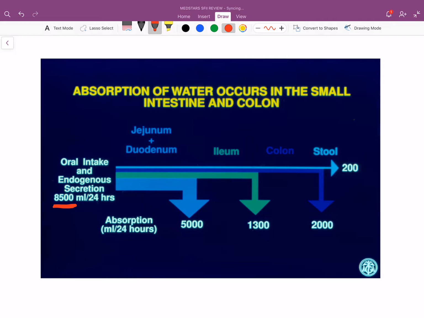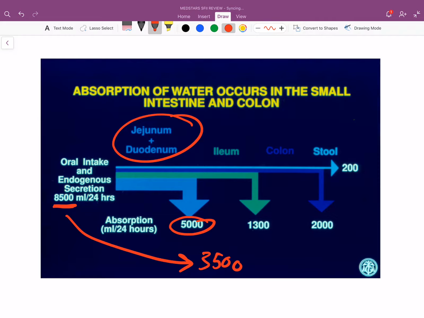We can see that 5,000 milliliters of water is absorbed in the duodenum and jejunum. 5,000 milliliters, right? So then we're left with 3,500 out of that 8,500, right? Then 1,300 is reabsorbed in the ileum, right? So now we're left with 2,200. And then we absorb 2,000 in the colon so that we can end up with the 200 in our stool.